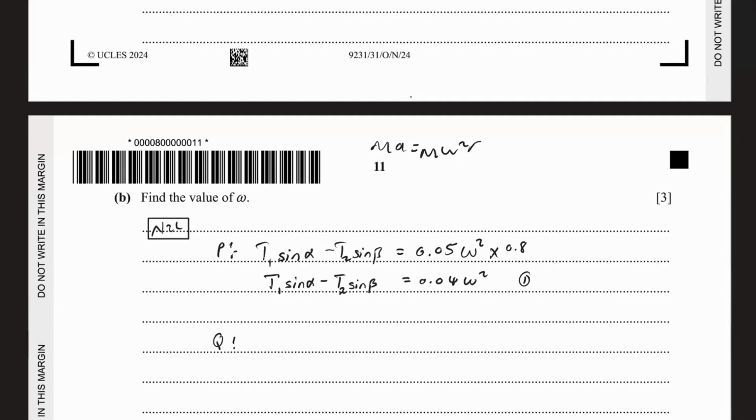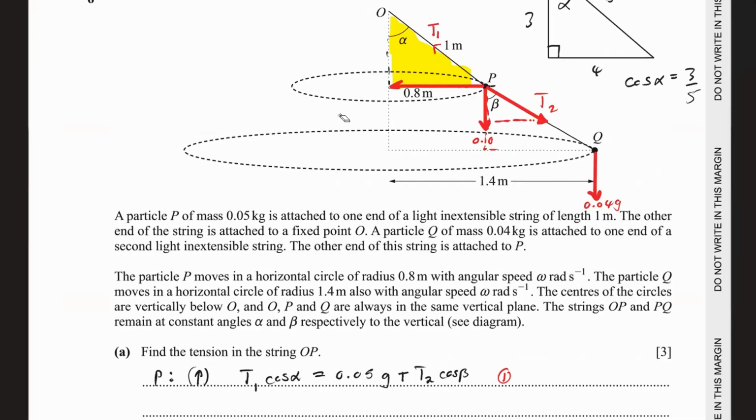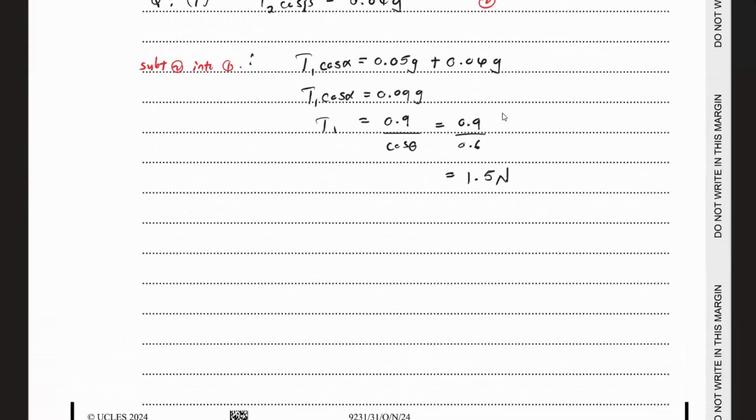Let's look at Q. Resolving towards the center for particle Q. Let me remove all the other things. There's tension T2 here. So the component of T2 is directed towards the center. The center is here. So T2 sine beta. That's the first one.